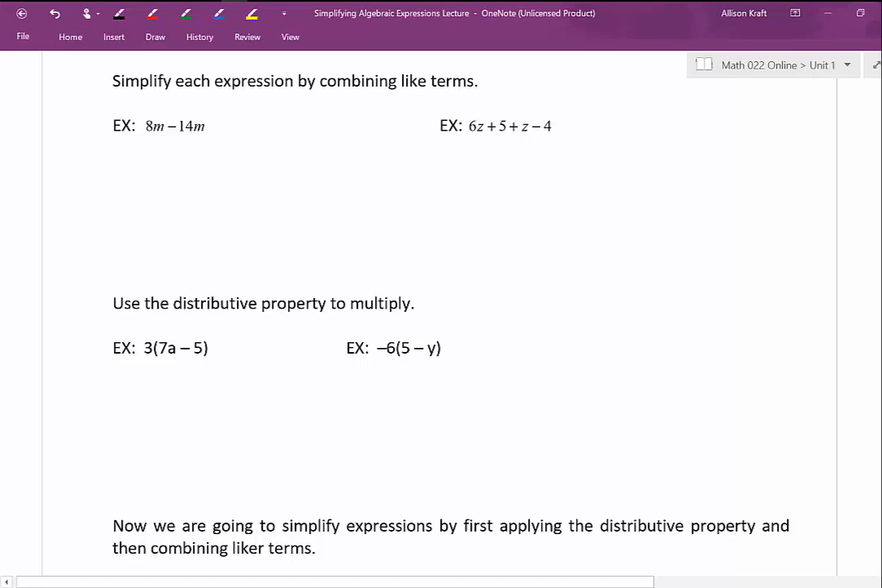The first thing you want to do is identify whether or not you have like terms. 8m minus 14m. Those are like terms. Each have the variable m raised to the first power. So now all we need to do is add or subtract the coefficients. 8 minus 14 gives us negative 6m.